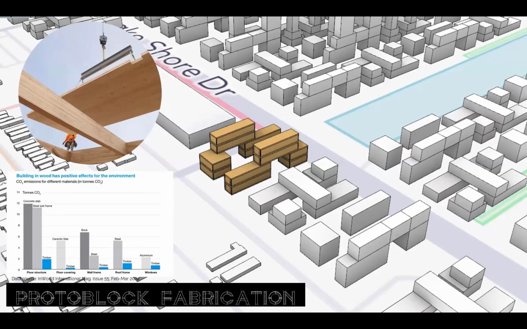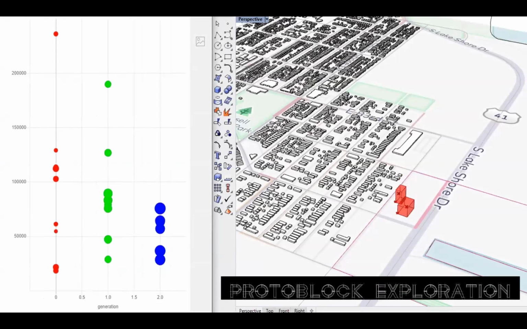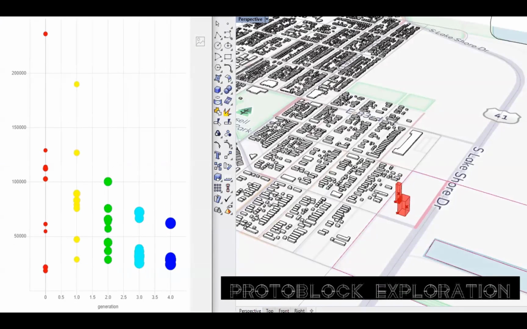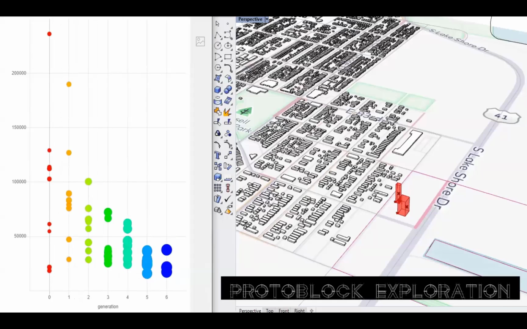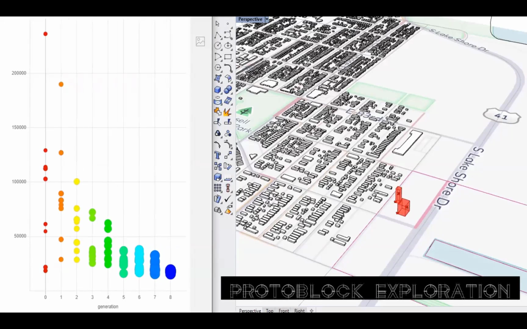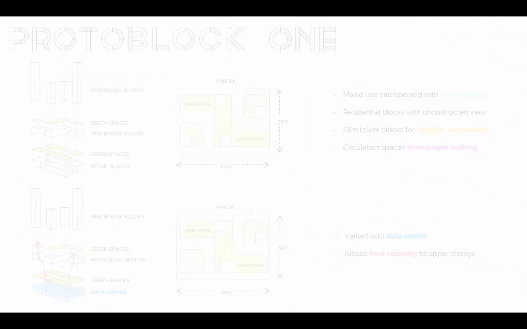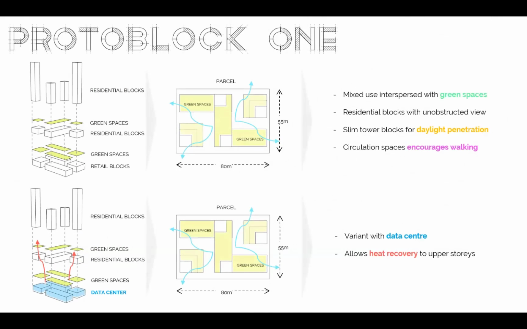So this is how we envision the prefabricated CLT panels to be brought on site and fixed in place. And next, we explored different proto-block shapes and sizes based on our FAR, based on the area and the GFA that we want. We eventually settled on 2 proto-block designs. The first looks like this. It has green spaces interspersed with residential as well as retail blocks below.